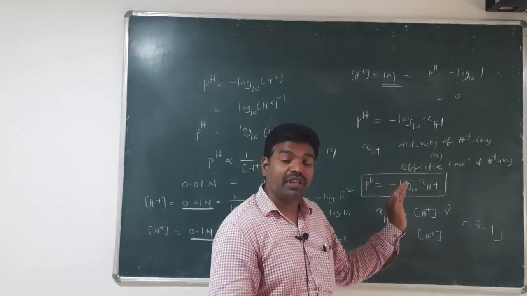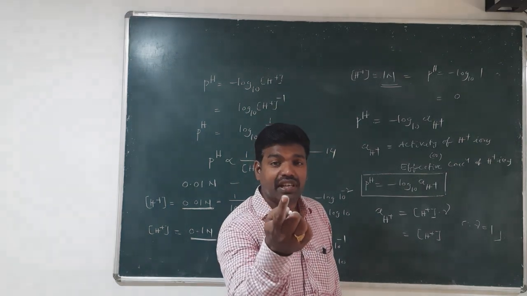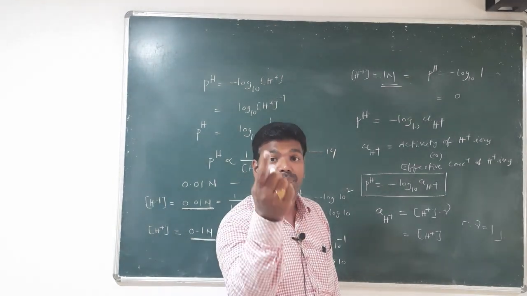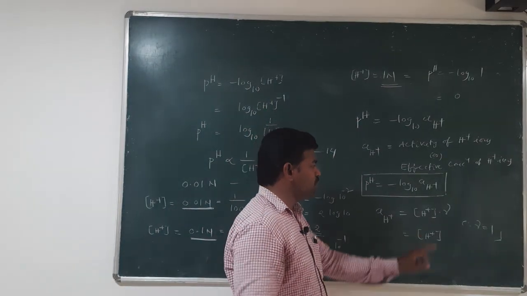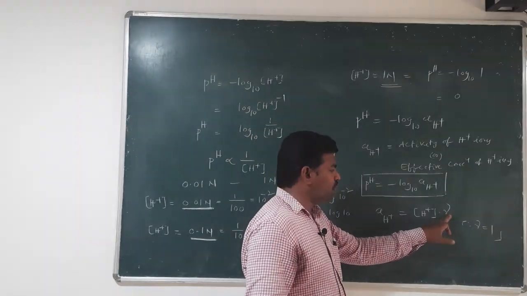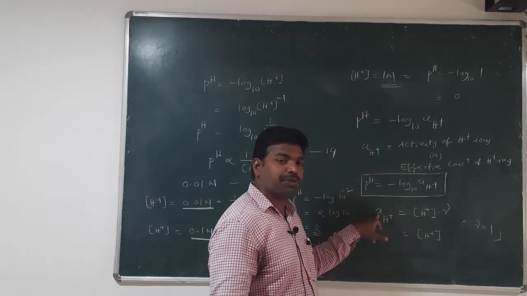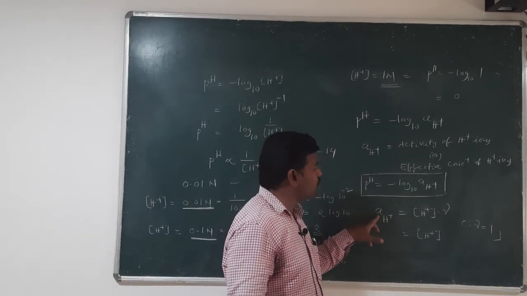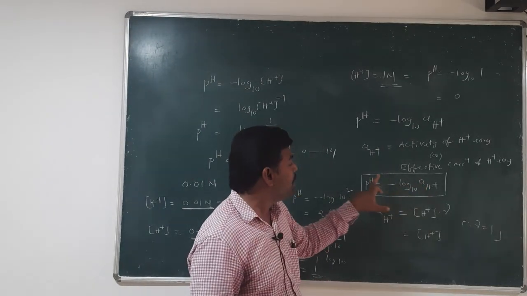So in the case of concentrated solutions, that activity coefficient would be smaller than 1. Then you should substitute the activity coefficient value in this equation. Then you get the activity of H plus ions, and if you substitute this activity of H plus ions in this equation, then you get the pH value.